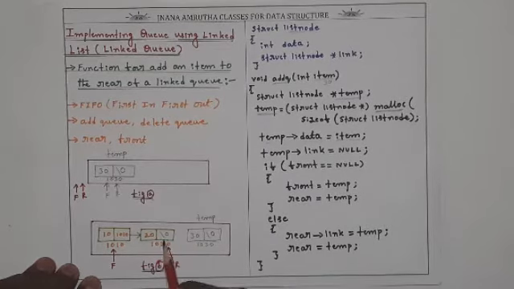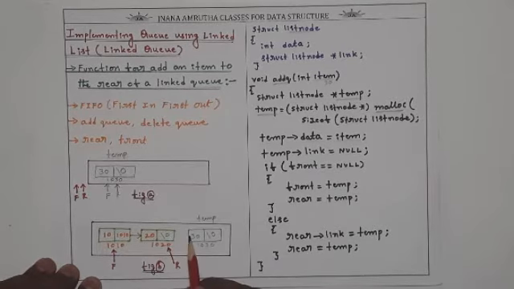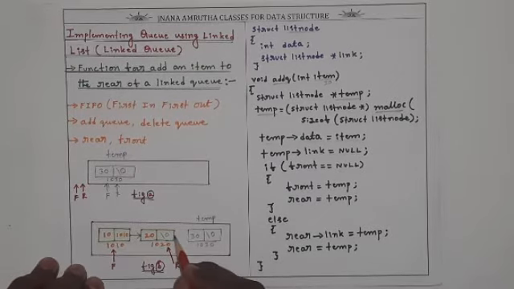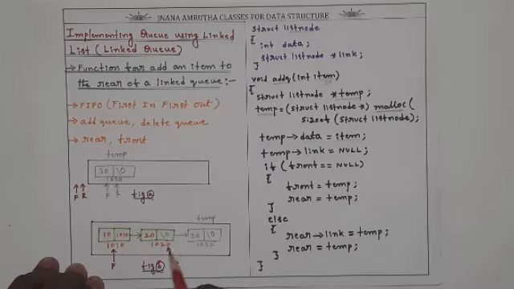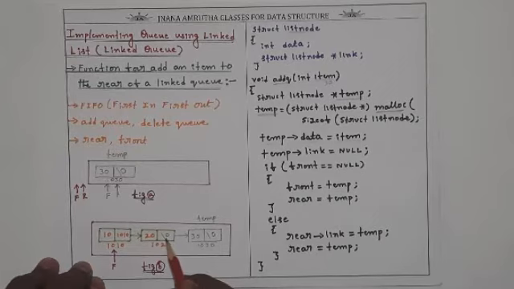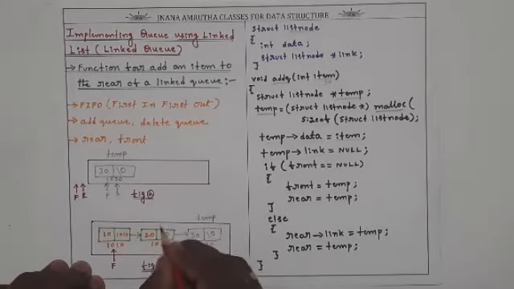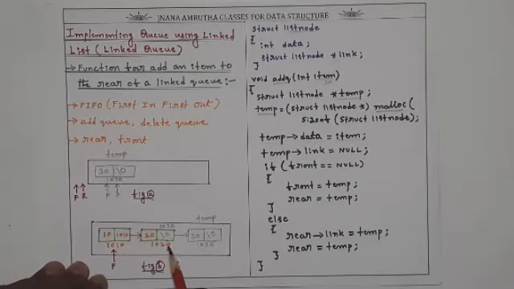Our rear is pointing to 1020. Next we need to establish the connection here to here. How are we going to do that? Rear of link equal to temp. By doing this we are establishing the connection. Previously rear of link contained null value. Once we establish this connection, rear of link will contain this address, that is 1030.